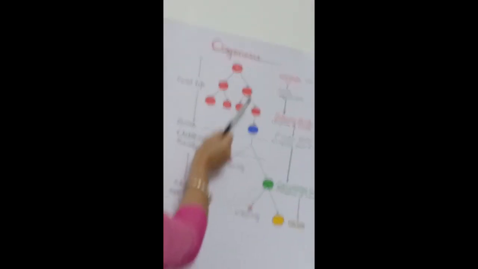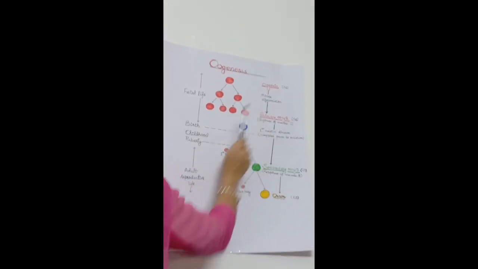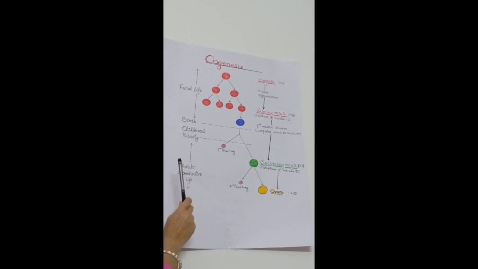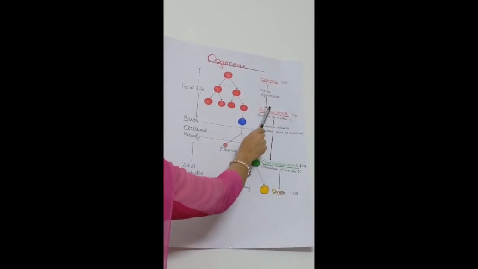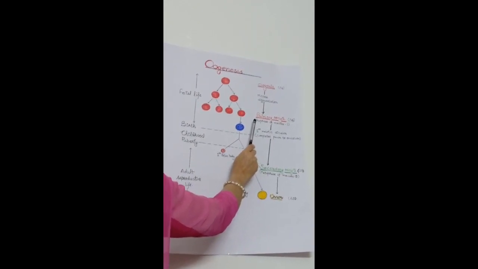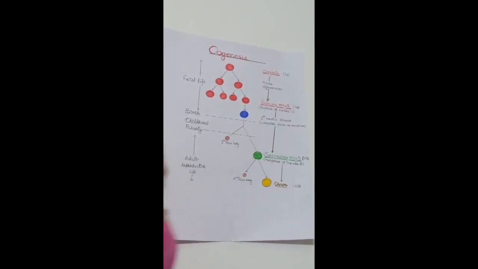Now once again, look at the process of oogenesis. The oogonia which undergo meiosis are known as the primary oocyte. It has 46 chromosomes. Now this primary oocyte starts its division, but it gets arrested at prophase 1 of meiosis 1, and this primary oocyte is present in the primary follicle.